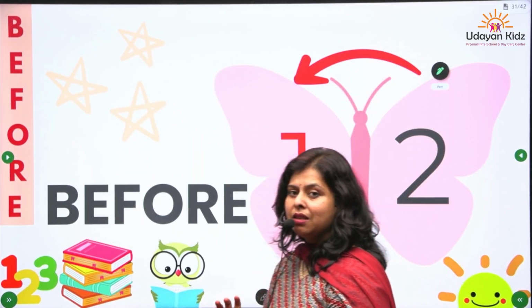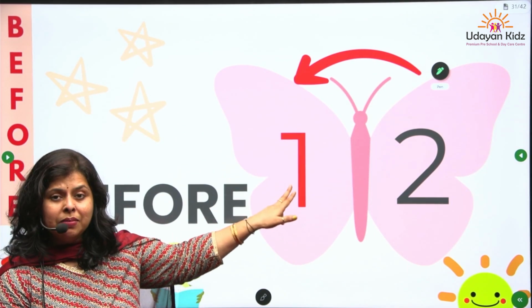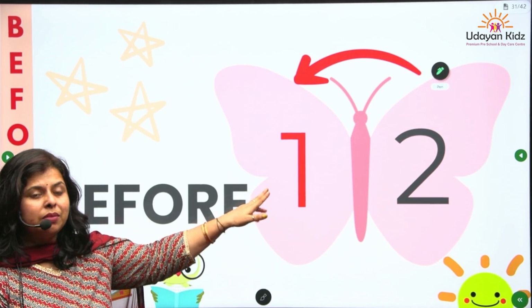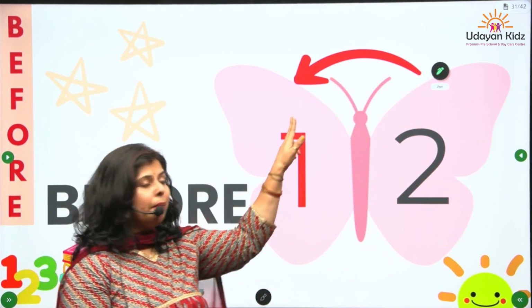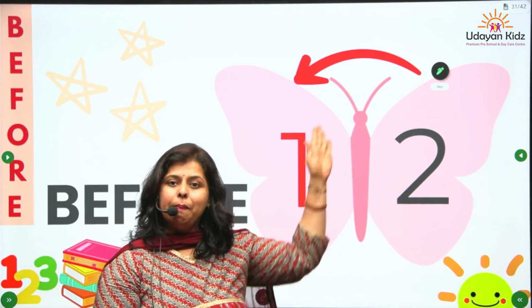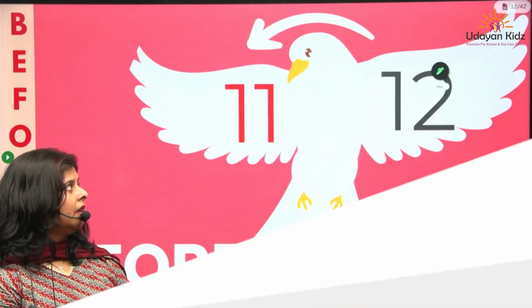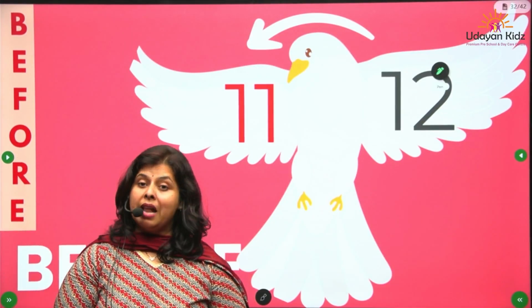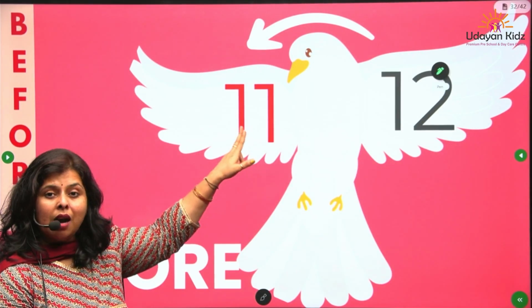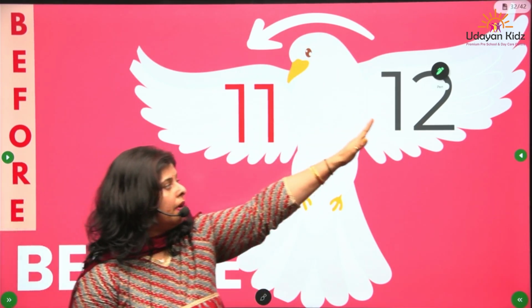And here is an example where number 1 comes. Number 1 comes before number 2. Okay? Number 1 number 2 से पहले आता है. And where does number 11 come? Number 11 comes before number 12.